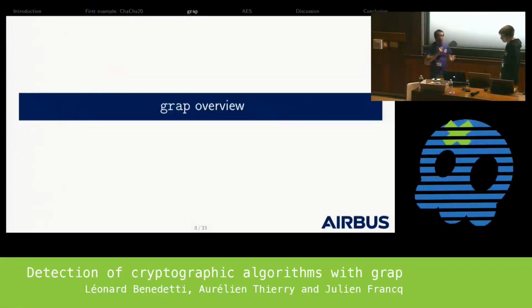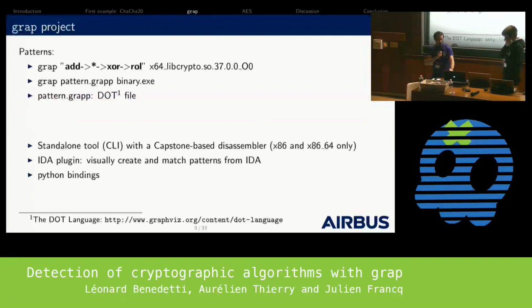So we've seen a bit how grap works. Just I will make a point on what the project is. It is being mostly developed at Airbus Cybersecurity. As we saw, there are many ways to define patterns. This is to be more user-friendly. So we have easier command line interface patterns here. You can save the pattern to a file and match it.